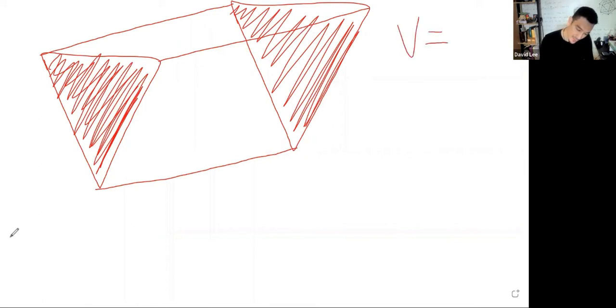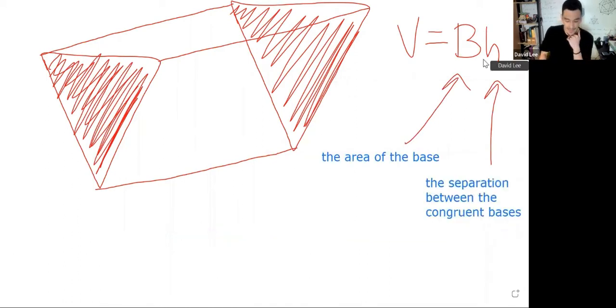The volume of a prism is capital B, lowercase h, where you have to know what these things stand for. Capital B represents the area of the base, where in this case, the base is this triangle. These guys are the bases, the congruent faces. And then lowercase h is the separation between the congruent bases.